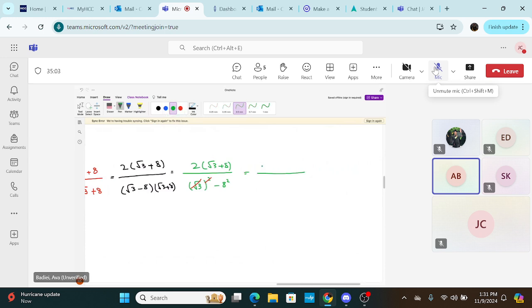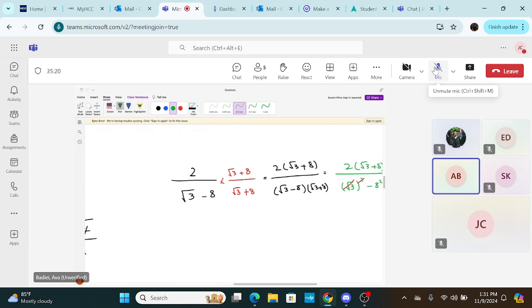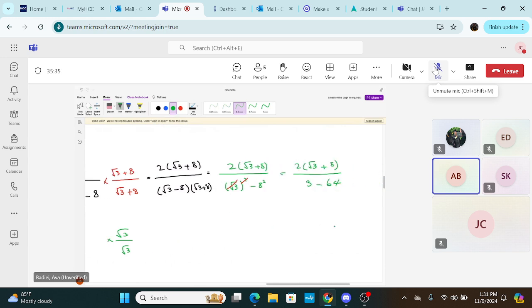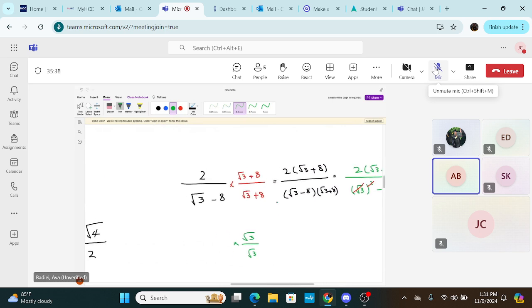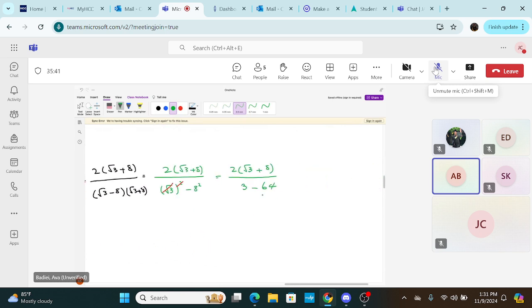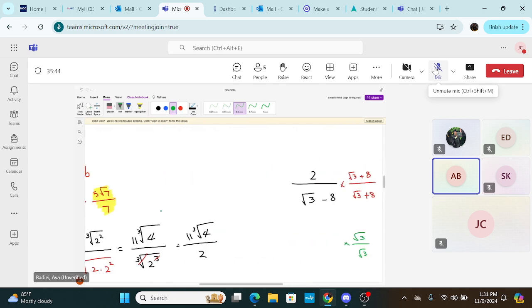So this will be 2 square root of 3 plus 8. And then down here, we are going to have 3 minus 8 squared, which is 64. And then we can try to simplify it. Again, remember, the goal of rationalizing is to get rid of this square root, to get rid of this radical sign. If I just multiply it by a square root of 3, once you complete the multiplications, you will still have a radical in your denominator. But when you multiply it by its conjugate, you will get rid of all your radicals. That's why we do it.